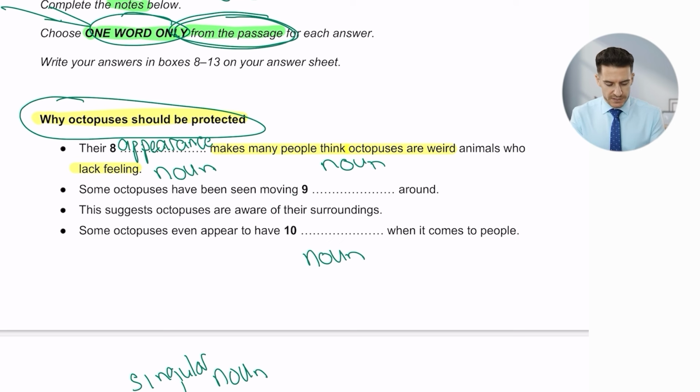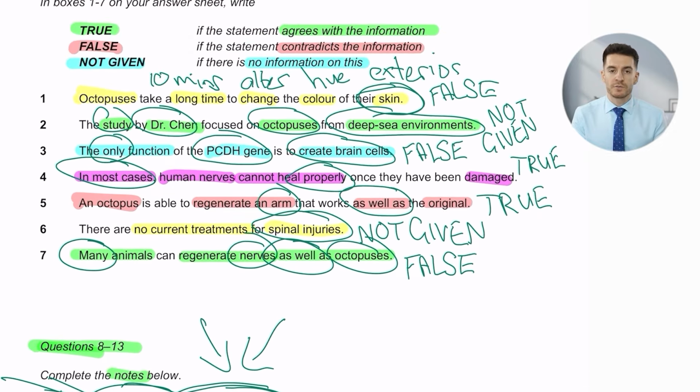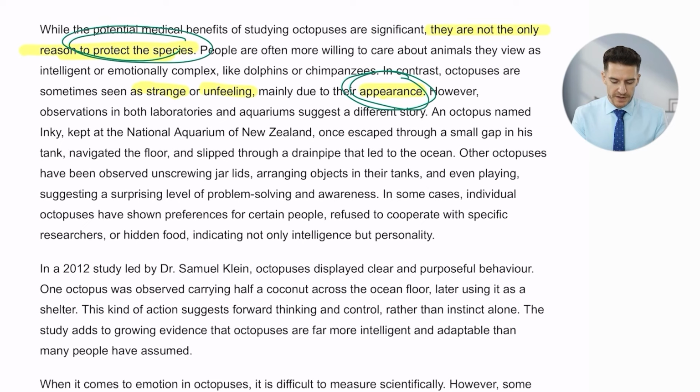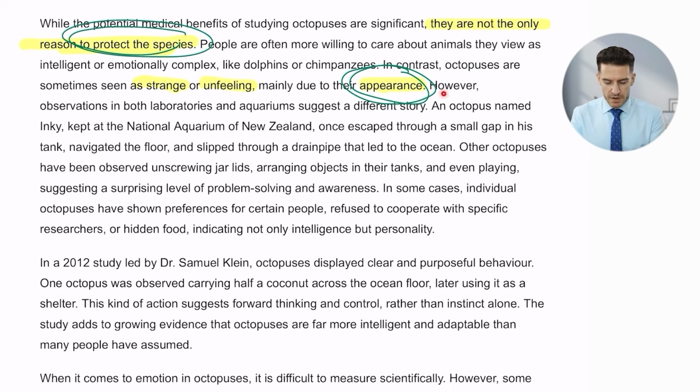So the key words there are some octopuses, seen, and then moving something around. So when we go back up to the passage, we need to look for an octopus that has been moving something. So let's go back up to where we found the last answer. However, observations in both laboratories and aquariums suggest a different story. An octopus named Inky, kept in the blah, blah, blah, escaped, navigated the floor, slipped through. Okay, well, that's nothing about moving.